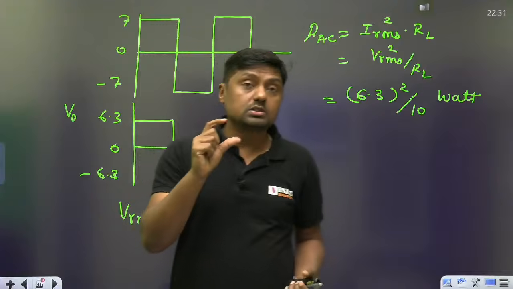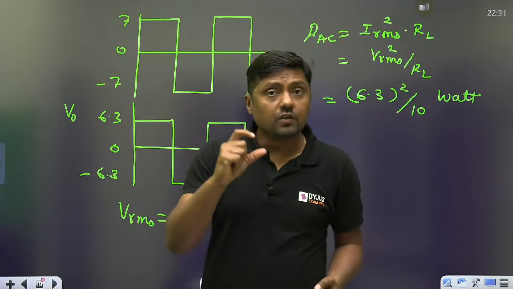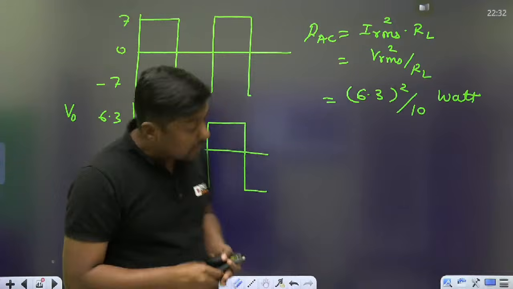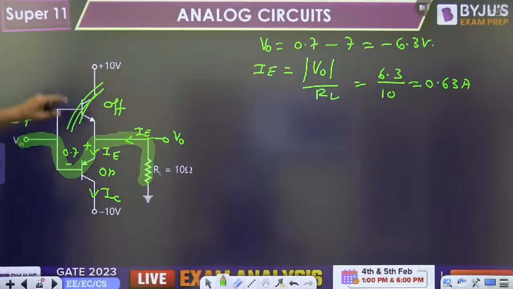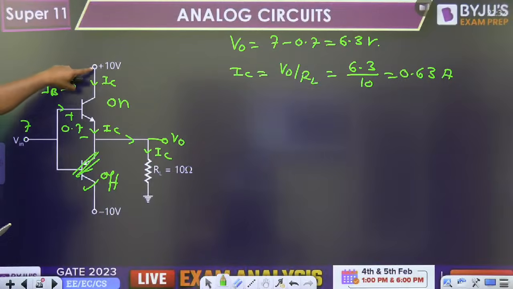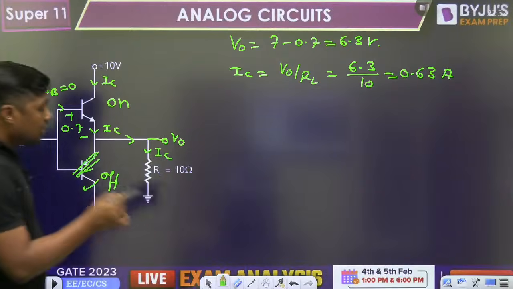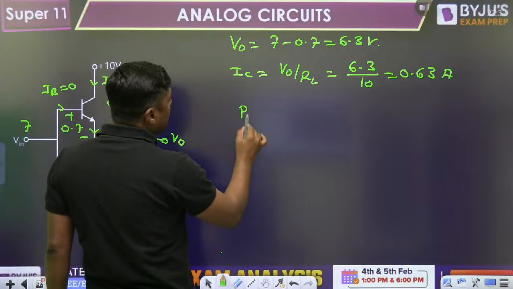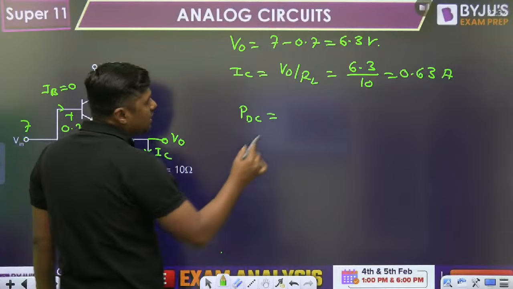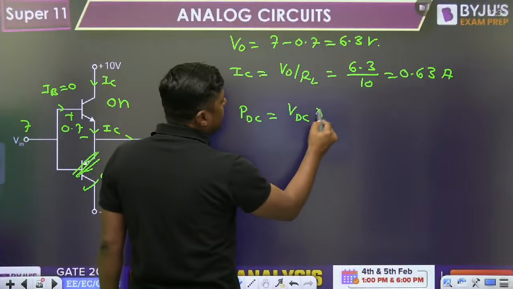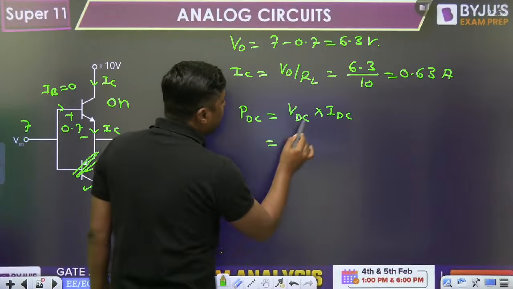Now my dear friend, what is the important thing? How we can find the DC power? DC power means the power delivered by this DC battery at the output, because this DC value will provide the IC. At this instant, what is the DC power? DC power is nothing but the DC battery voltage times the current provided.